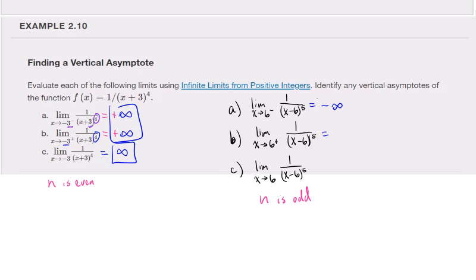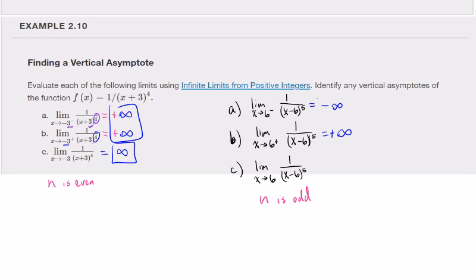Here, if I approach from the right, I'm going to get numbers that are slightly bigger than 6. And when I subtract 6, those are going to be positive, right? But they're going to get smaller and smaller, closer to 0. And so as I divide 1 by a number closer to 0, I'm going to approach infinity. And since this is going to be positive, because any positive raised to an odd power is going to be positive.